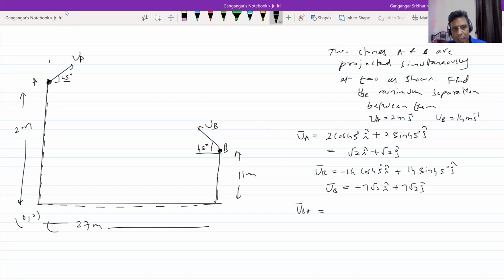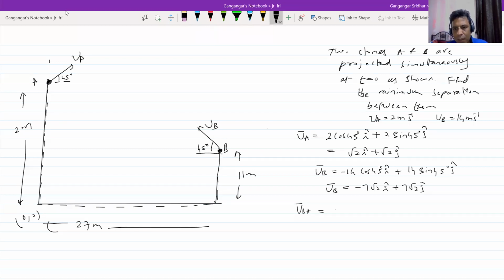After class, you can try letting stone A move relative to stone B, then you will get the same answer. Maybe the diagrams will be different. So in exams, don't waste time with that. You pick up any one and you'll get the answer. So UB, I'll write it.